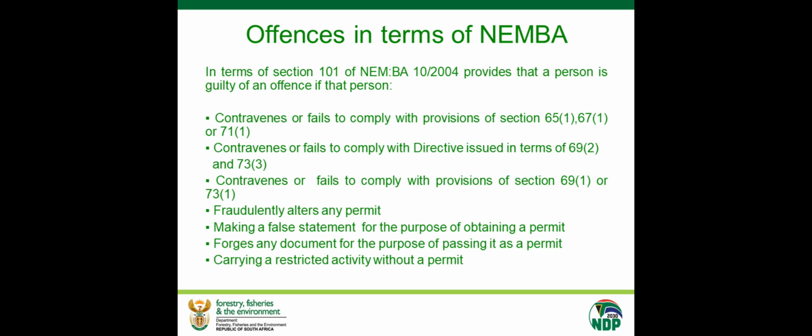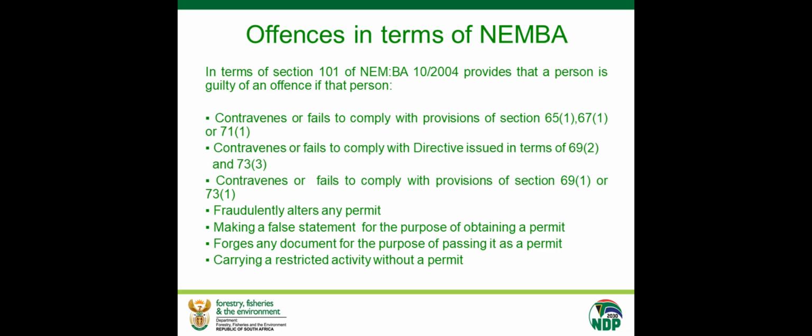A person who contravenes or fails to comply with a directive issued in terms of section 69, subsection 2, and section 73, subsection 3. Section 69 is a directive that is issued when a landowner is conducting restricted activity involving alien species. Section 73 involves a landowner who is conducting restricted activities in terms of listed invasive species.